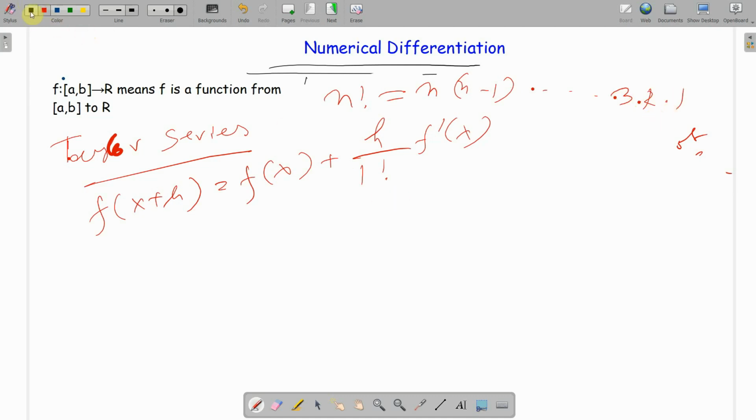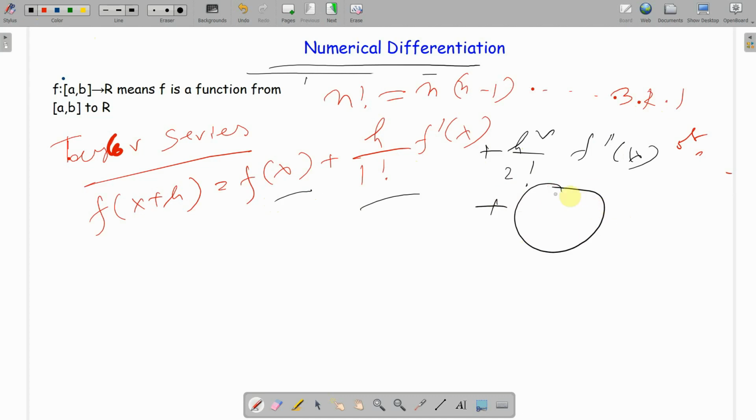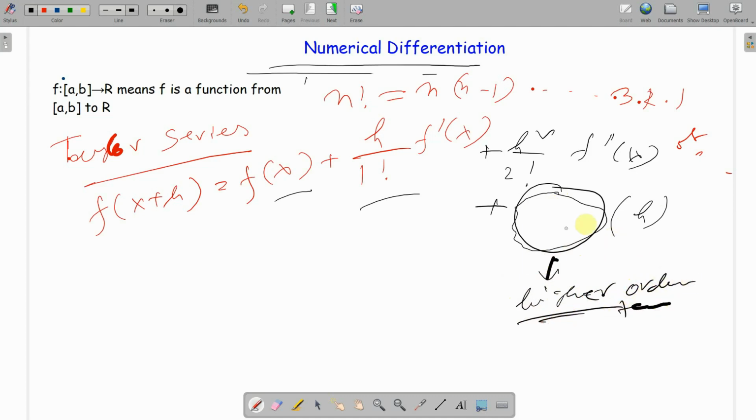Okay, now f(x plus h) equals f(x) plus h by 1 factorial f dash x, this well-known formula, plus h square by 2 factorial f double dash x. Okay, plus other terms I am writing as O(h). So O means the higher order terms I am considering, or I am taking an approximation. Sometimes we neglect this term. So O is the higher order terms, and this term also gives you the truncation error.